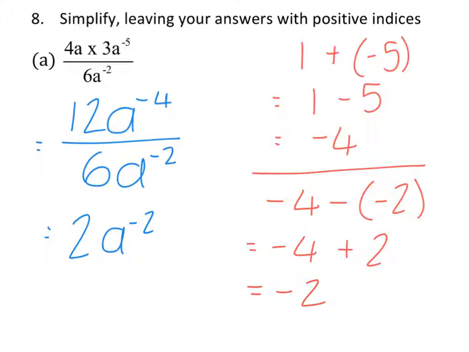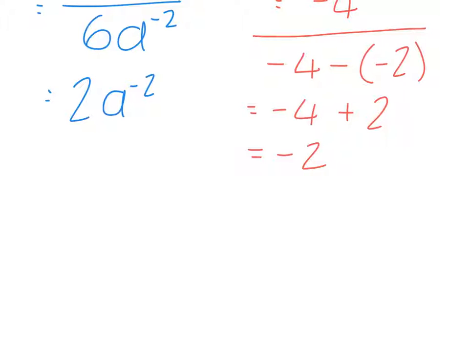The question states that we need to leave our answer with positive indices. Just move this up a little bit. So to achieve that, we use one of the other rules of indices, and that means we're going to take the a back down onto the denominator, which automatically changes the power back to positive once again. So our answer is 2 over a squared.